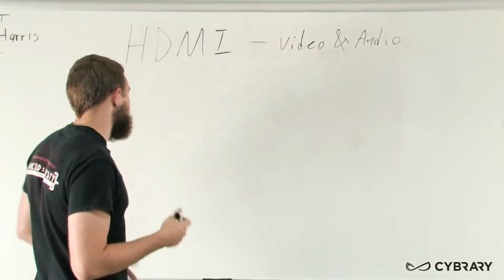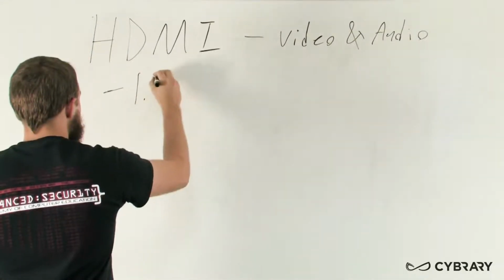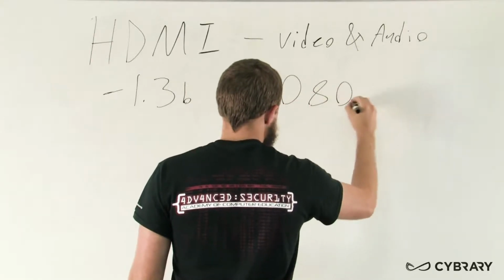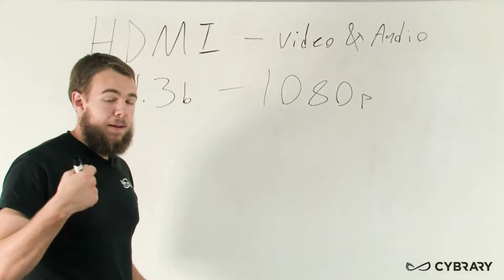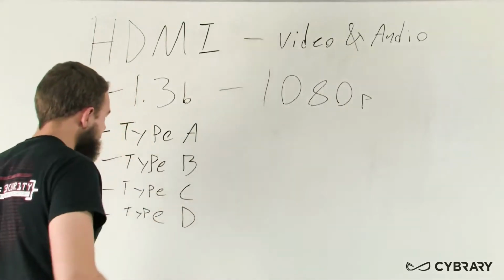Our most recent version of standard HDMI is going to be our 1.3B, and it supports up to 1080p resolution. In addition to just our standard HDMI type ports that we see, we have a couple different port types. We have type A through type D.